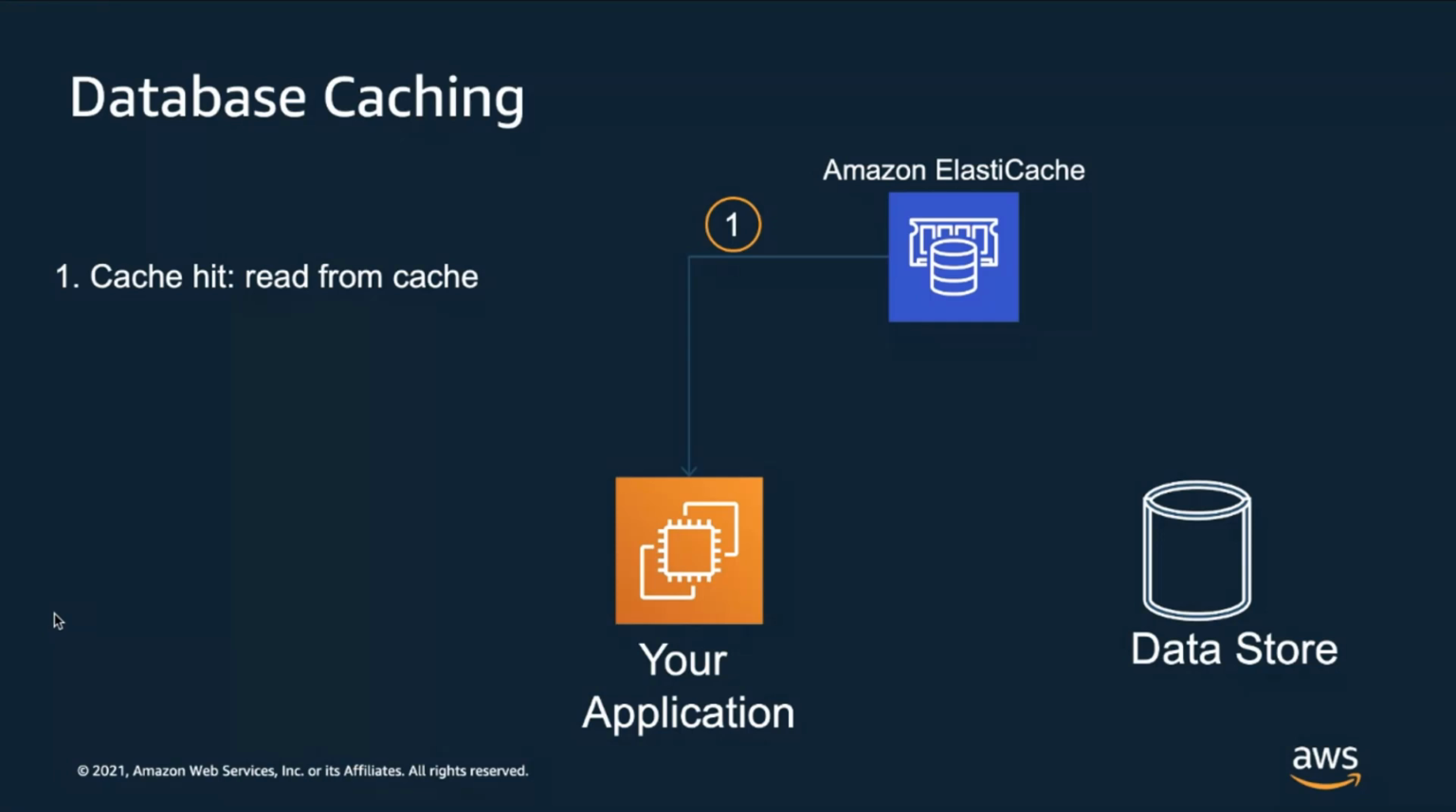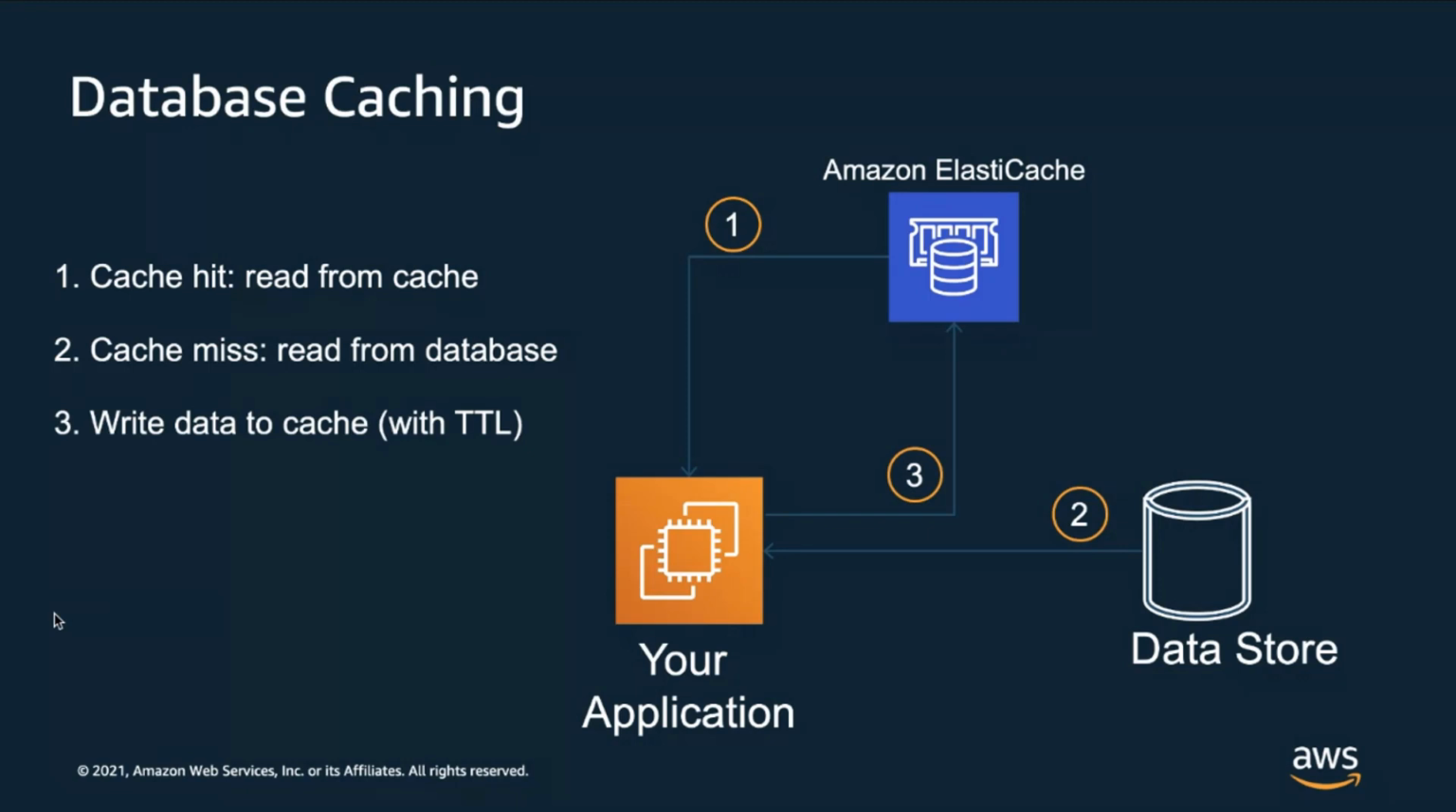The first step an application does when looking for data is to check the cache first. If it's there, also known as a cache hit, the data is returned to the application, once again, typically in sub-millisecond time, and the application never has to query the database. If the data is not in the cache, also known as a cache miss, the application then queries the database for the requested data. At the same time, we then populate the cache with this data for future queries. Typically, customers set a TTL on this cache data to help ensure cache freshness.